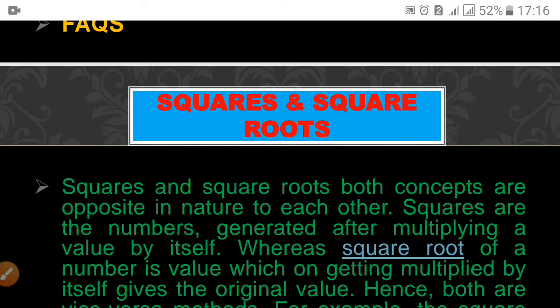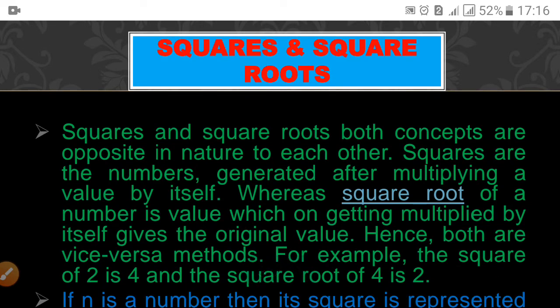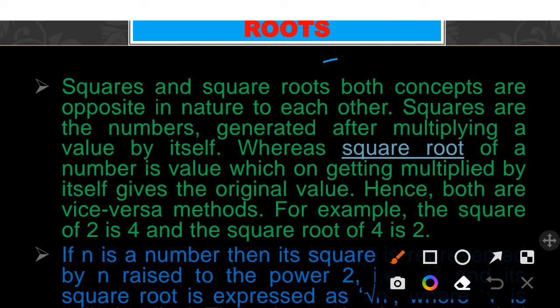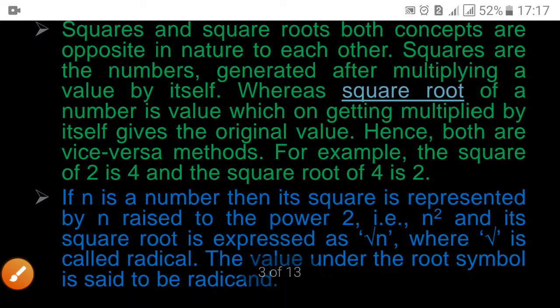So squares and square roots, both concepts are opposite in nature to each other. Squares are the numbers generated after multiplying a value by itself. So 2 square can be written as 2 power 2, and it means 2 into 2. When a number is multiplied with itself, the generated number is called a square of that number. A square root of a number is the value which, on getting multiplied by itself, gives the original value. Hence both are vice versa methods.